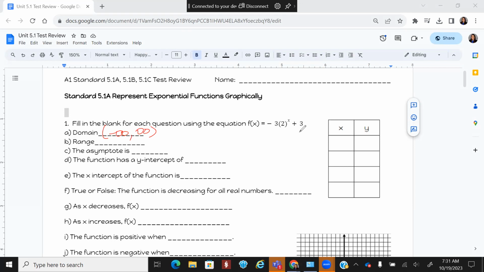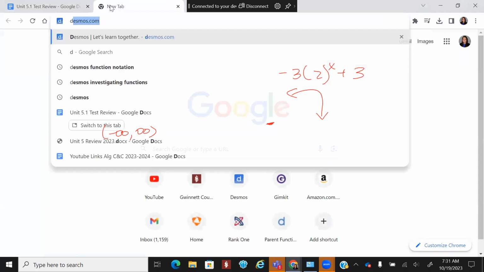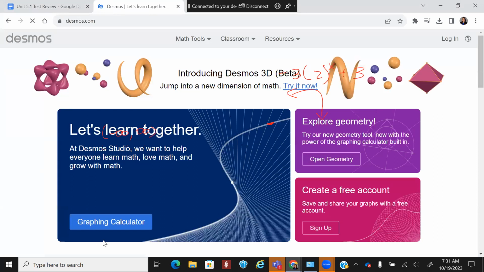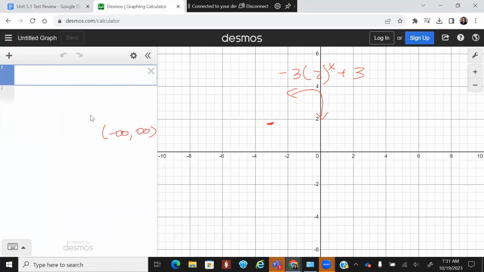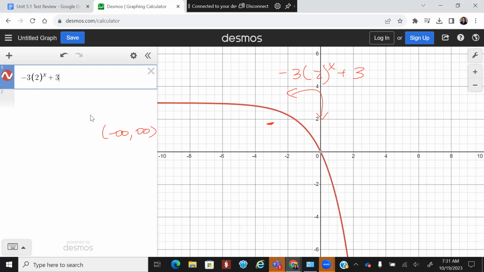Now, when we graph this, is it going to be facing up or down? It's going from down to up, so it's going to be facing upwards. Let's graph it really quick just to look at it. When we graph this, we have negative 3 times 2 raised to the x plus 3. So it's going to look like this.